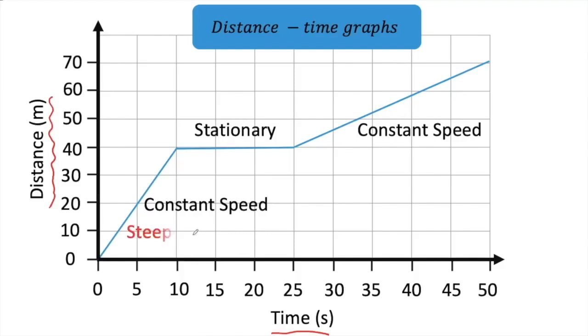This line here is much steeper than the third line over here, so it shows that it's moving at a faster speed. It's travelling more distance in a certain amount of time. And this one here, a lot shallower gradient, which means it is travelling at a slower speed.